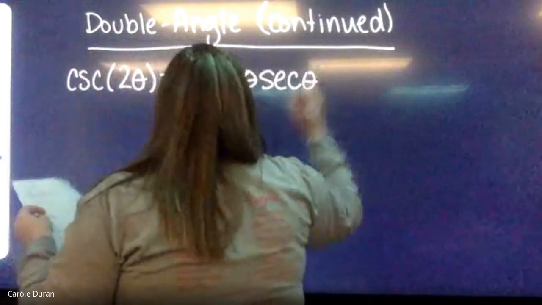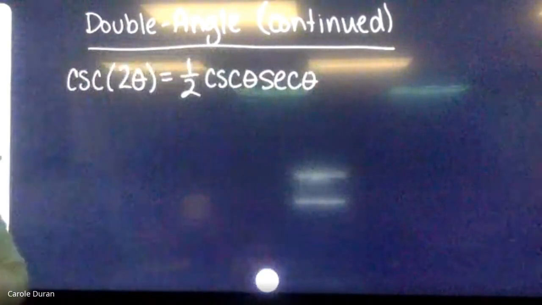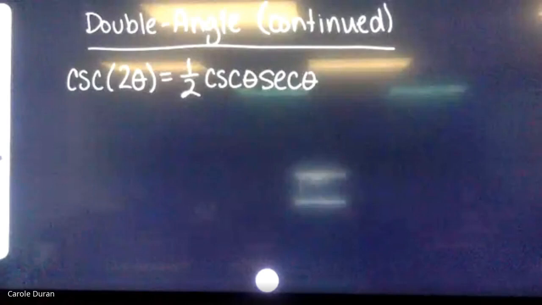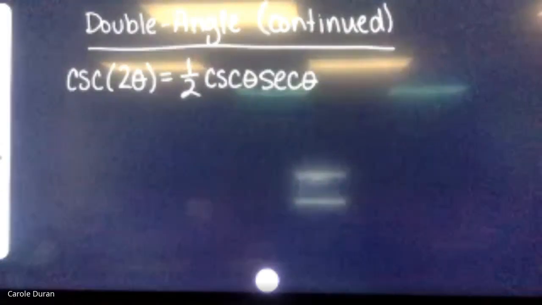That is not 20, that is 2 theta. It's no different than using 2x. I'm just showing you that there are different things that can be plugged in. So this is a continuation of the double angle identities. We did sine, cosine, and tangent. Now we're going to do cosecant, secant, and cotangent.